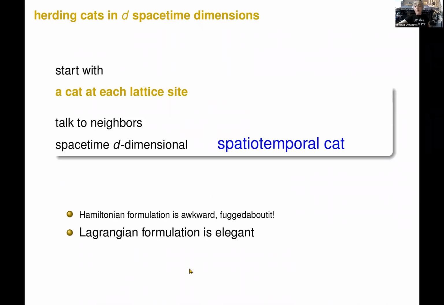I'll move on. Now we can do this a third time, but now we do it in any number of dimensions. So what we do is we take a lattice in d dimensions, and we put a cat at each site of the lattice. And we say, this cat can talk to its neighbors, and it has to stretch according to the law. In this case, you can do it Hamiltonian, but it's a waste of everybody's time.